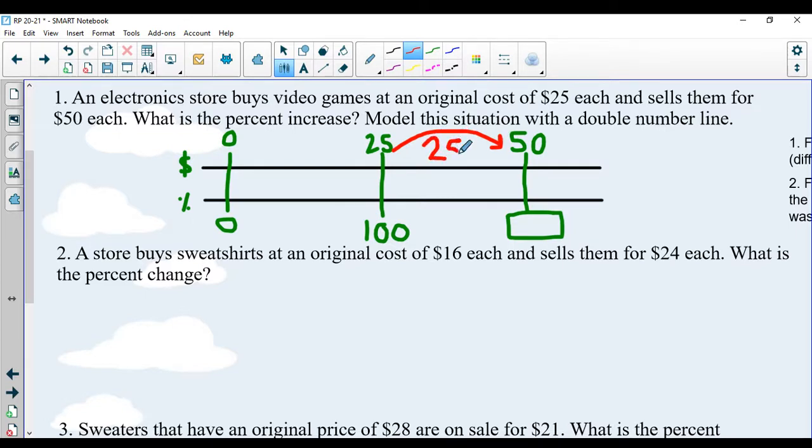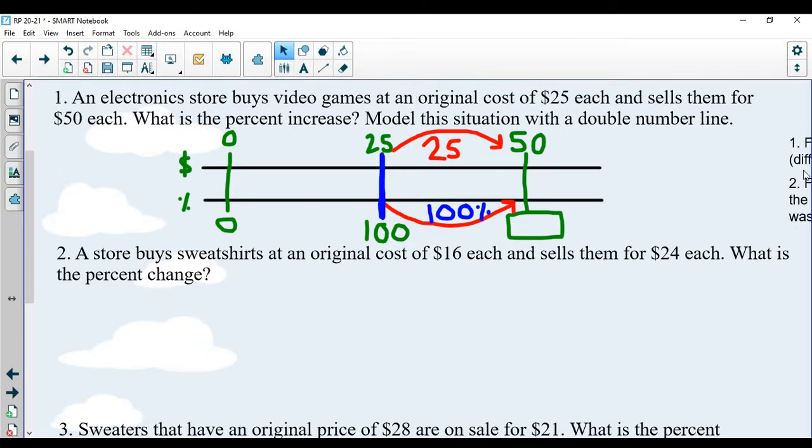If I then want to know what percent that would be, I could just look at my number line to find what percent corresponds to $25. And I actually see that right here. 25 is 100%. Therefore, if I'm increasing by $25, I'm increasing by 100%. So what was the percent increase here? Well, they increased it by 100%.